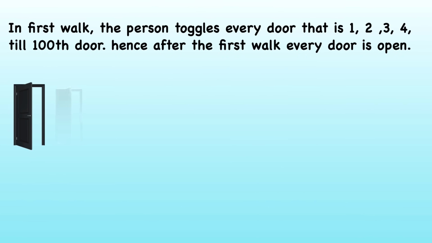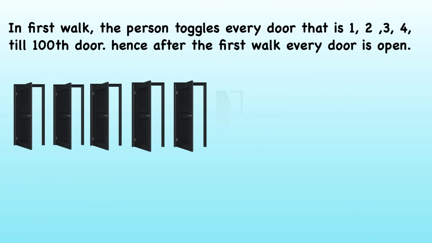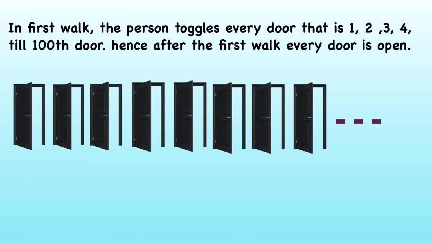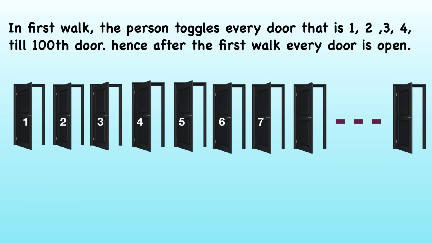According to the problem statement, in the first walk, the person toggles every door, that is first, second, third, fourth, till the 100th door. Hence, after the first walk, every door is open.